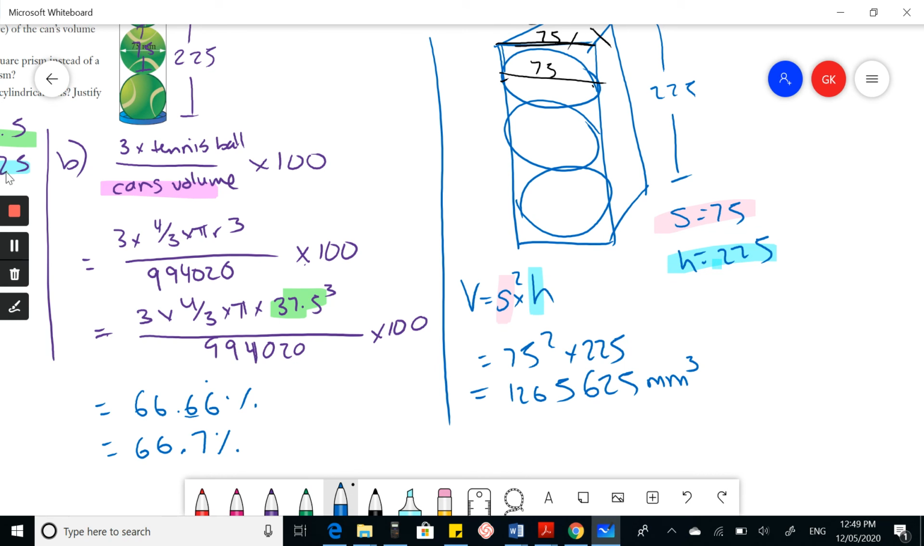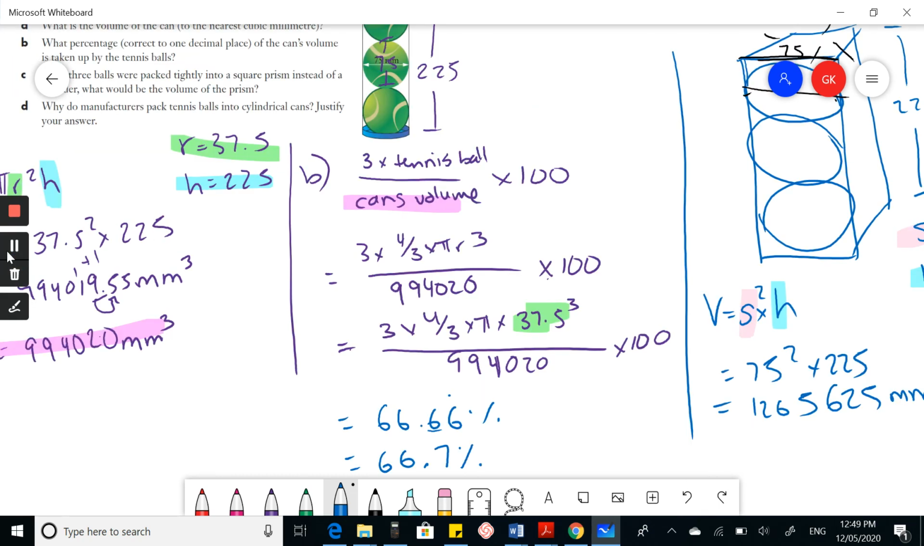Okay, let's do part D now. Now it's asking you a question, so you need to be able to explain with words and using the information you've already calculated to justify your answer. So why do manufacturers pack tennis balls into cylindrical cans? Justify your answer. And let's look at the volume, the space that it takes up.